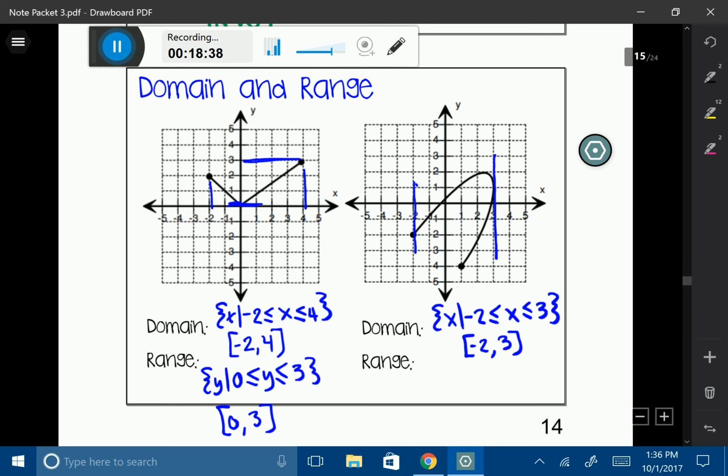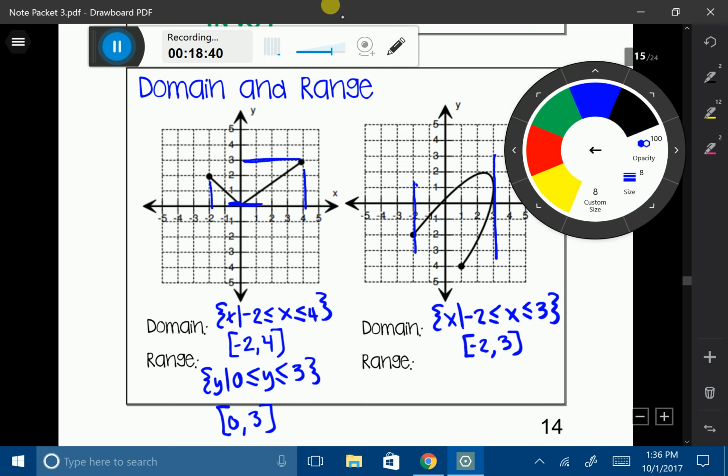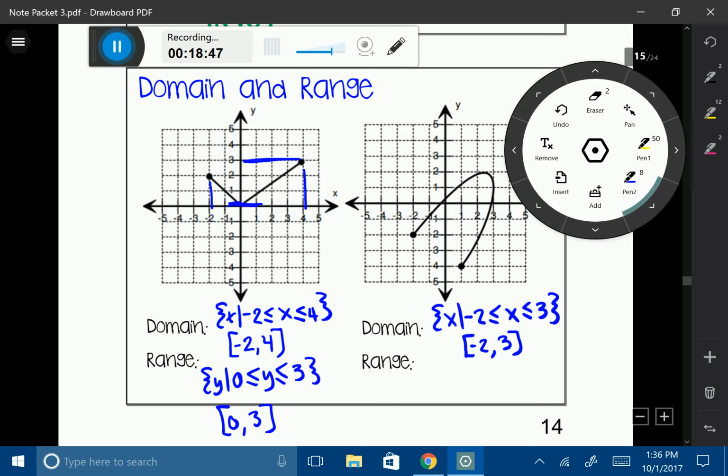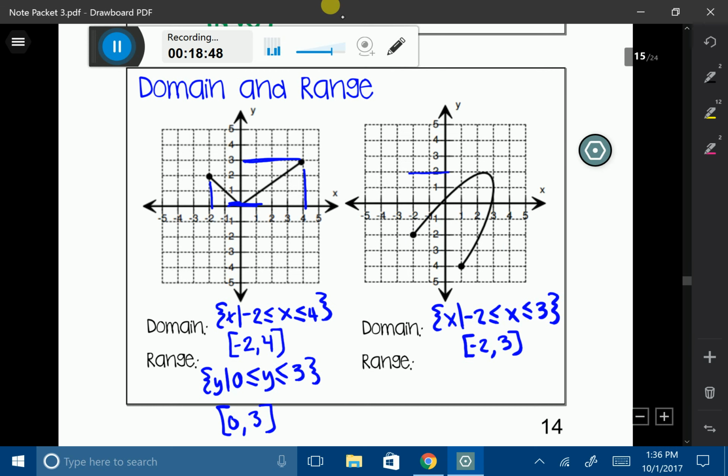And then my range, a little bit trickier to see in my opinion. Let me go ahead and erase my domain line so you can see. My range value is going to go up to 2, and it's going to go down to -4. Everywhere in between there will have a corresponding y value. So I'm going to say y such that -4 is less than or equal to y, which is less than or equal to 2. And my interval notation is -4 up to 2 inclusive.